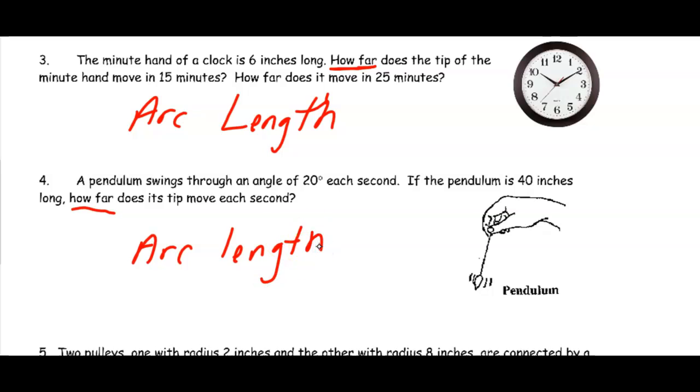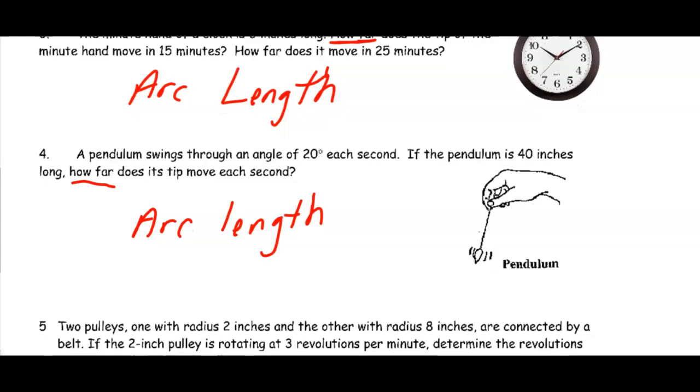So how far does this tip move each second? It tells you that it goes 20 degrees in a second. So you can think about this as linear speed or as arc length because the unit is just each second, how far does it move in 1 second. So that one I thought was easier to think about as just arc length.